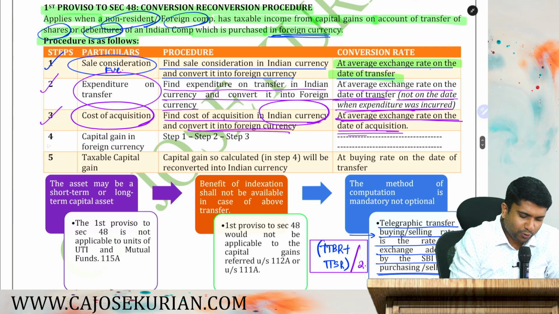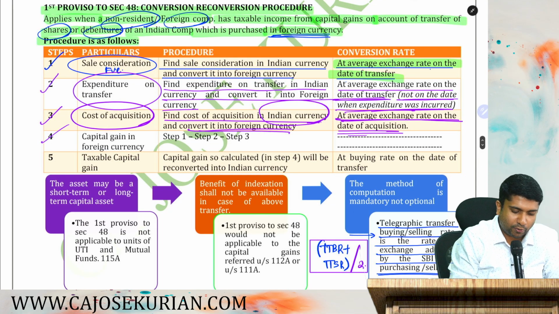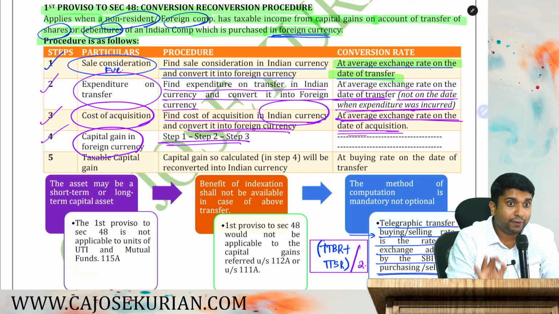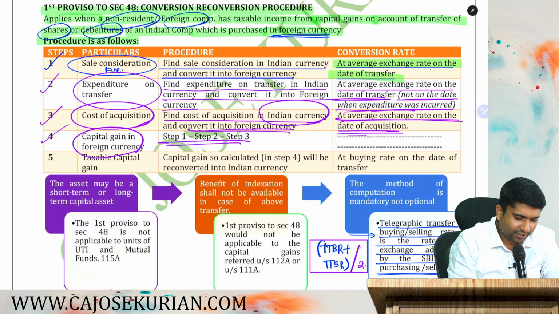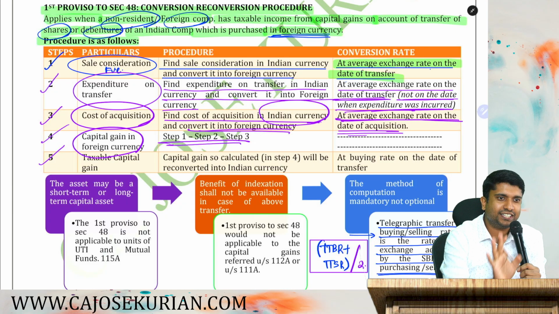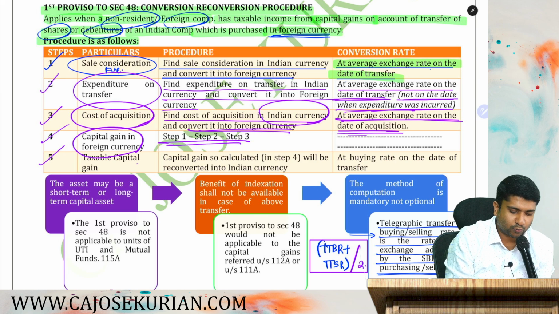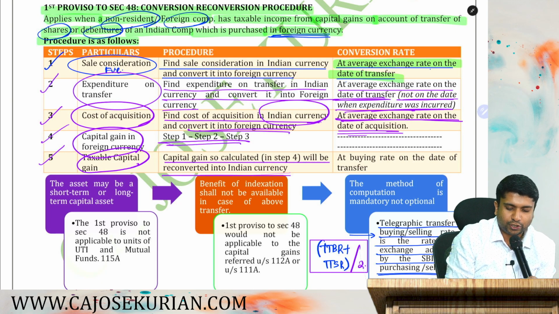Now you have got everything in foreign currency. You compute the capital gain, which will be in foreign currency. Step 1 minus step 2 minus step 3, that will be the capital gain. That will be in foreign currency. Now, can you pay taxes in foreign currency? No. So you need to reconvert everything to Indian rupee. What they are saying is the taxable capital gain calculated in step 4 will be reconverted to Indian currency.